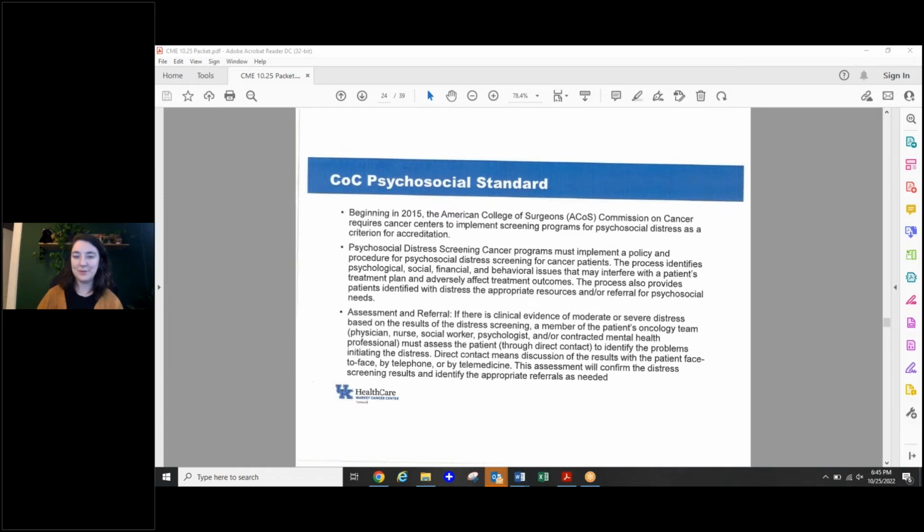If you want to move to the next slide, it'll go into a little bit more of what the distress screener is. You can move to the next slide.